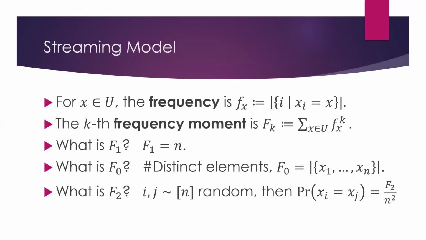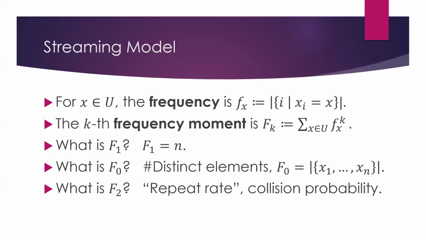The second moment is something that we sometimes call the collision probability. This is the same up to normalization as the probability that if I take two random indices in my stream, I see the same element in those two indices in the stream. So this is also sometimes called the repeat rate, or as I said, collision probability. This is in some sense a more robust version of how many different elements I have seen in my stream.